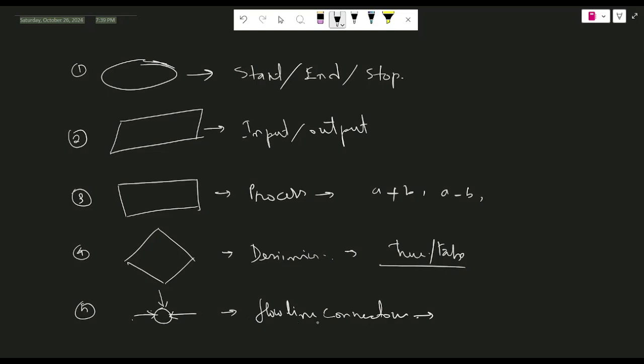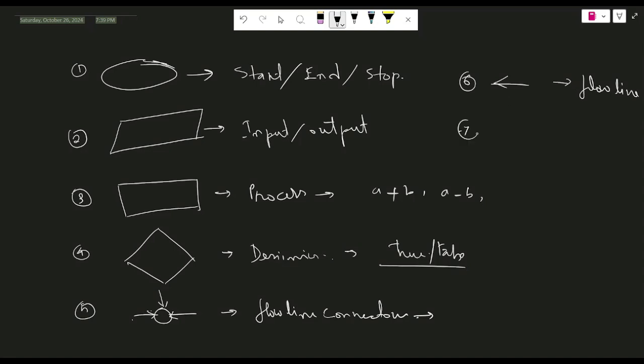Okay, it's a flow line connector. When there are several connections in the flow chart, this circular diagram is used to connect those lines. If we say flow line connector, then what is a flow line actually? Basically, when the data flows in a certain direction, it uses some lines. These are called flow lines. They carry data.